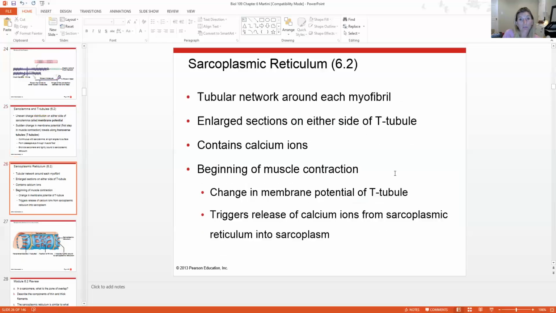And there's calcium in the sarcoplasmic reticulum. So this is where the beginning of muscle contraction occurs. If there's a change in membrane potential, that membrane potential travels into these T-tubules. These T-tubules are like little valleys or canyons on the outside of the cell membrane of the sarcolemma. So that membrane potential can now come into the cell, touch the sarcoplasmic reticulum, and the sarcoplasmic reticulum now can release calcium.